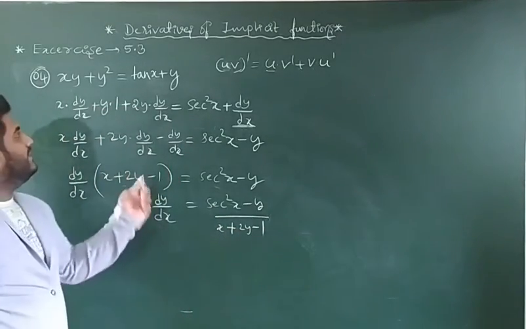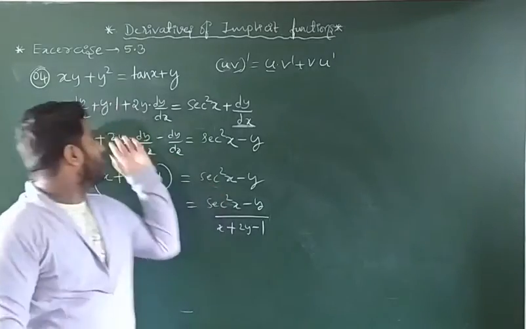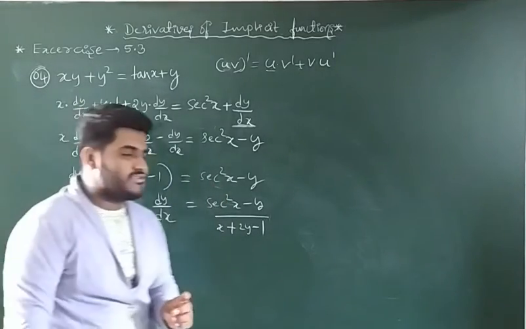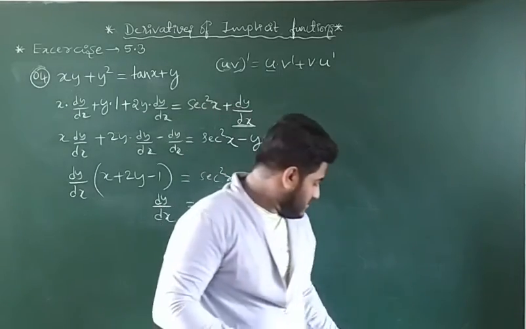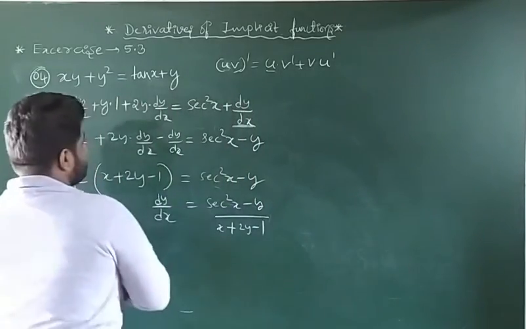So this is the derivative of the respective function that we were given, xy plus y square is equal to tan x plus tan y. I hope you are getting it, guys. So next problem.